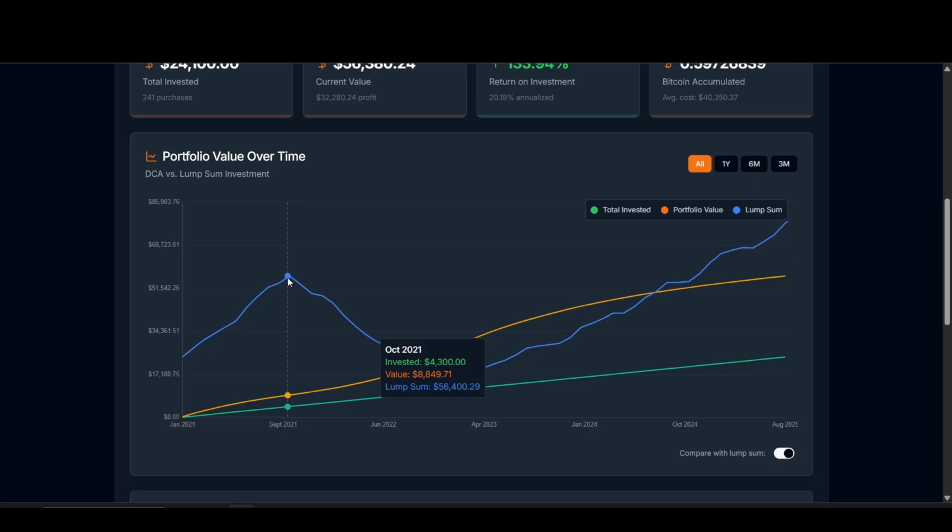So going back to our original curve, you would have seen your investment grow to $56,000, so pretty much over double in price, or nearly double in price, and then it would have crashed all the way down to 14,000. So you would have been $10,000 down from what your initial investment would be.